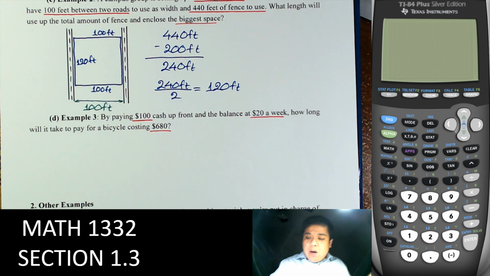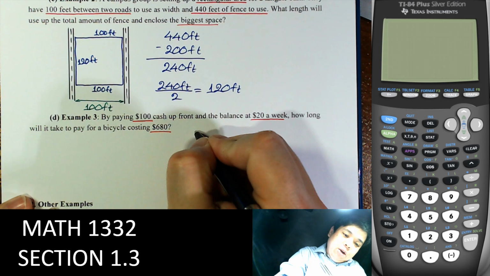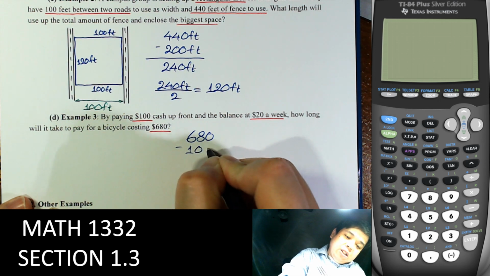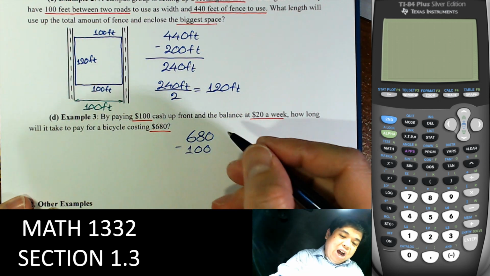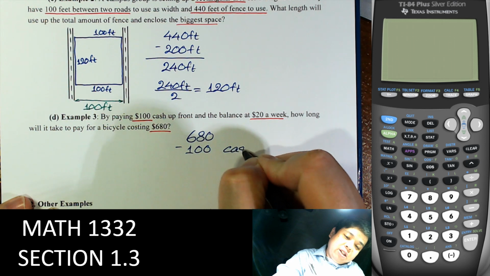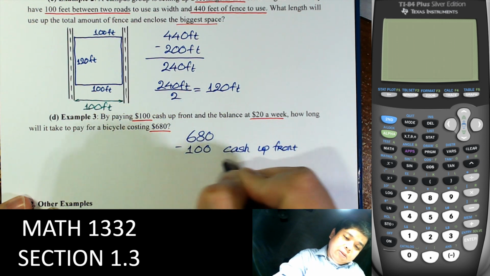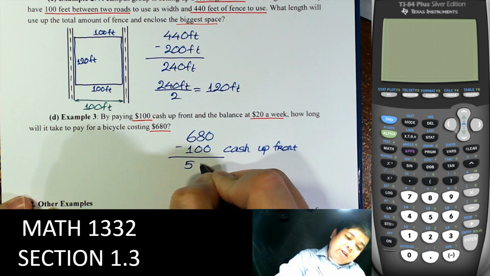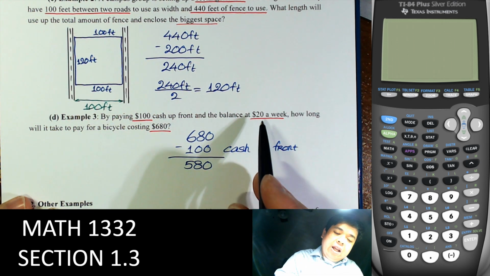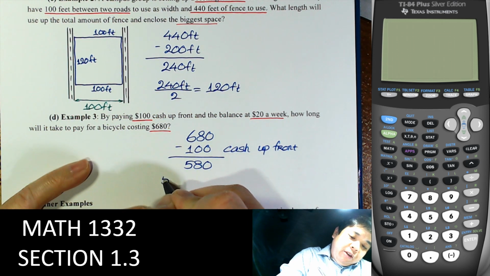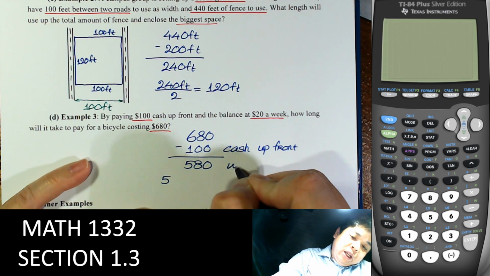So we're working backward. We start with $680. Subtract $100, that's the down payment or cash upfront. That gives us $580. And then we divide by $20 a week. So $580 is for the weekly payments.